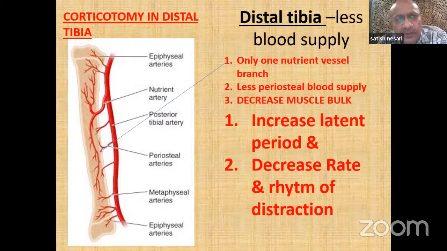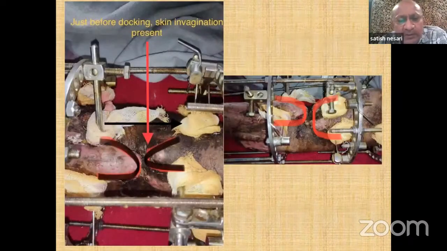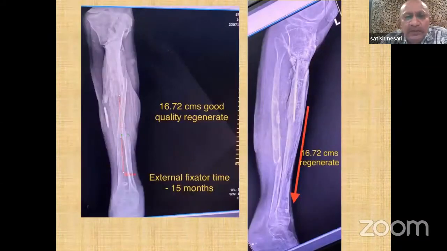So in such cases, when you do a lower tibia osteotomy, you have to increase the latent period from 7 to 10 days and also decrease the rate and rhythm of distraction accordingly. So in this patient, I started with 0.25 millimeter twice a day. And then as I saw a good regenerate, I increased it to 4 times. At the docking site, there was a problem with skin invagination, which I dealt with by excision of the skin and added a little bone graft. At the end of 15 months, I could get a good 16 centimeter long, good quality regenerate.